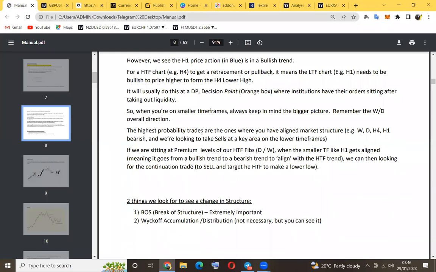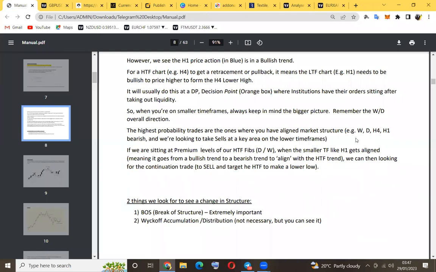The highest probability trades are the ones where you have aligned market structure. Write it down. I'm saying that what? The highest probability trades are the ones where you have aligned market structure. That means the weekly, the daily, the 4 hours, the 1 hour, correlate together. And in such a trade, you don't stay to make money. In such a trade, once you enter, money follows you.